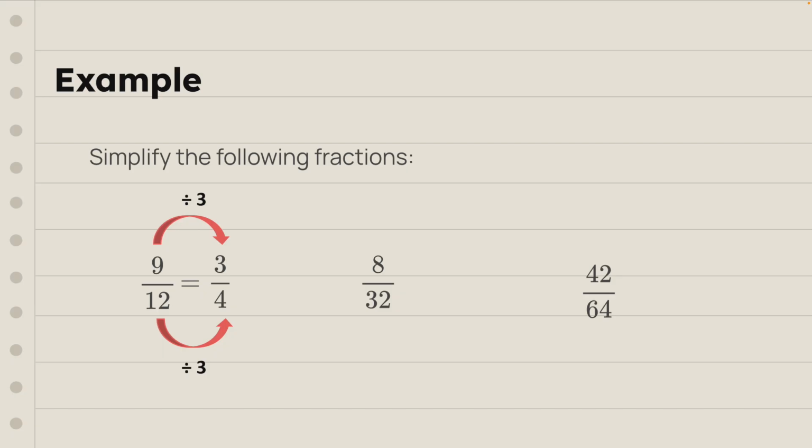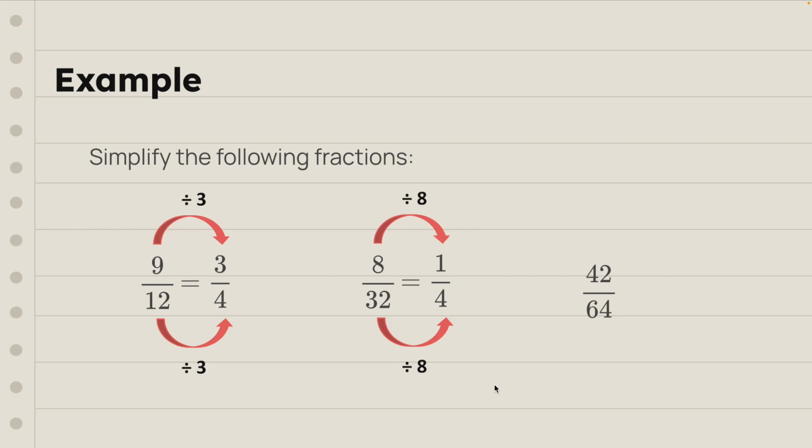So for the fraction 8/32, I can see that 8 goes into both of those. So I'm going to divide by 8 and I get 1/4. But maybe you saw 4 or 2. So if you saw 2 here, you would go down to 4/16. And then you would see that that can be divided by 4 and get to 1/4. So you may have more than one jump here. It's fine as long as you keep going down until you can't go down any further.